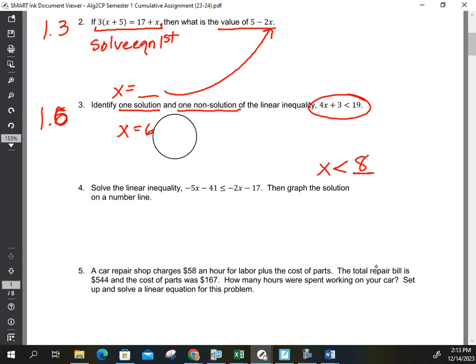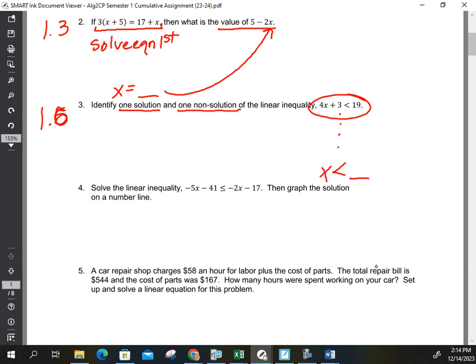Yes? If you plug in answers, I'm going to mark it wrong. I want it solved algebraically. It's an algebra class. You're going to solve this first, and then you're going to give me the solution and the non-solution. It's an algebra class, and it's a final exam. You're proving that you know what you're doing.